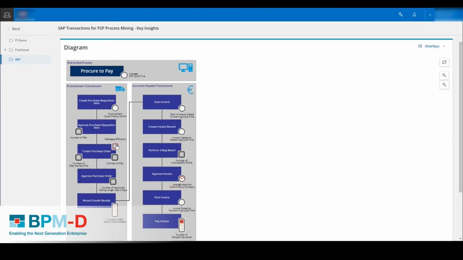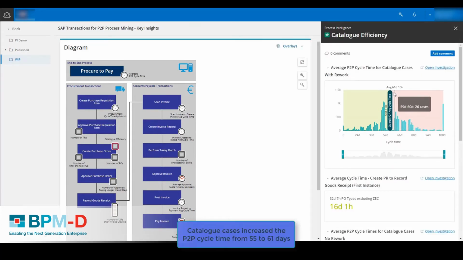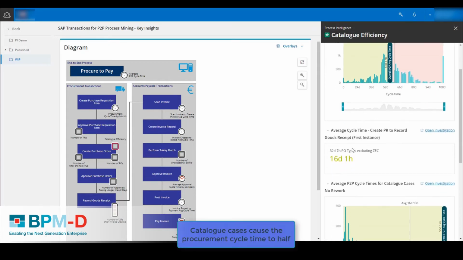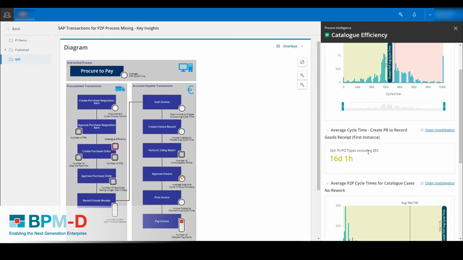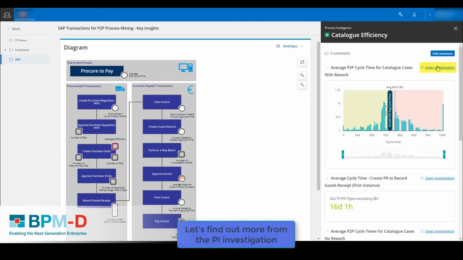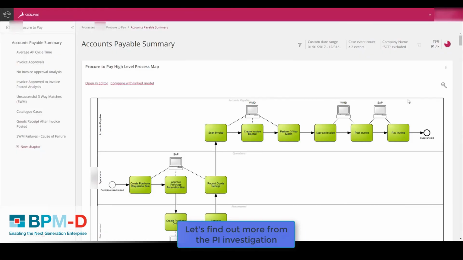Catalogue cases have some interesting insights. Overall, the P2P cycle time increases from 55 to 61 days. However, when we look specifically at the procurement cycle time, the cycle time reduces by half from 32 days to 16 days. So what is causing the overall P2P cycle time to increase? By clicking into the investigation, we can find out some more details.